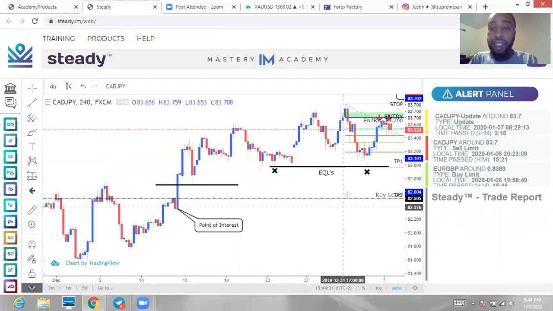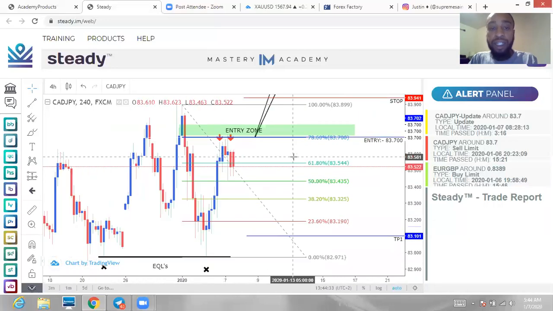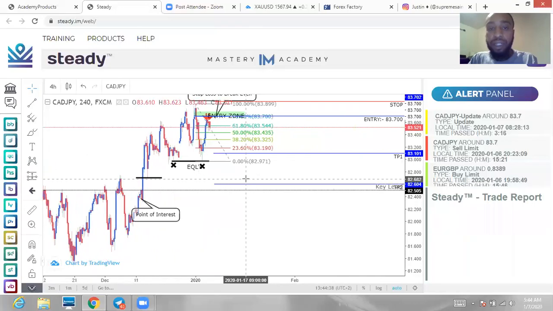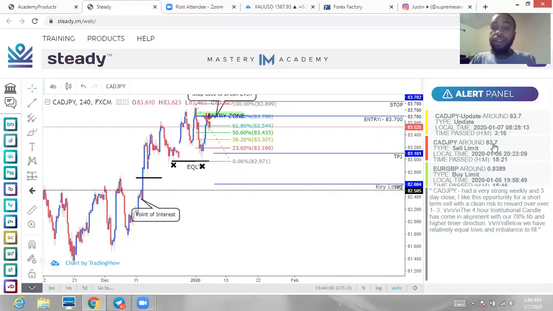So this is what y'all take advantage of. Now, y'all want to know exactly how to enter this trade, right? I'm gonna give you an example. Now, as you see here under CAD/JPY, it is a sell limit. What does a sell limit mean?